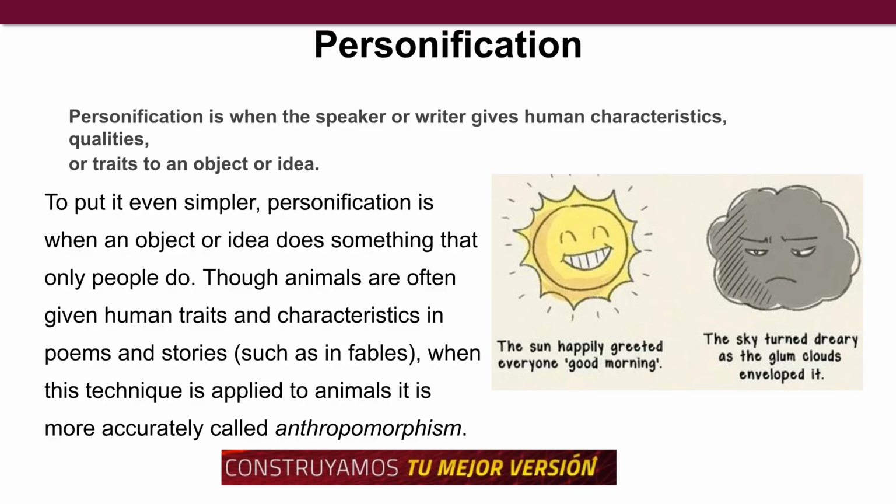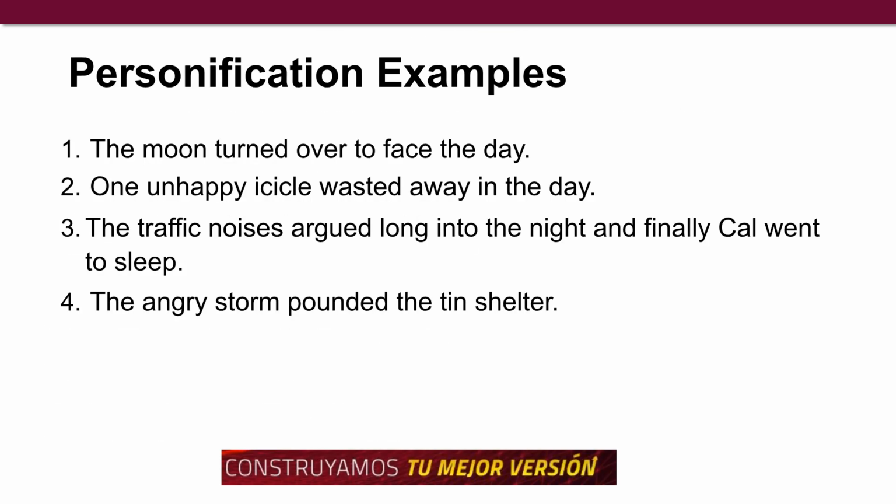Personification happens when human qualities or actions are given to objects, ideas, or natural forces. This technique helps make descriptions more emotional, imaginative, or dramatic. For example, writers may describe the wind as whispering or the sun as smiling. Personification is especially common in poetry and storytelling because it helps create vivid imagery. Here are some examples of personification.